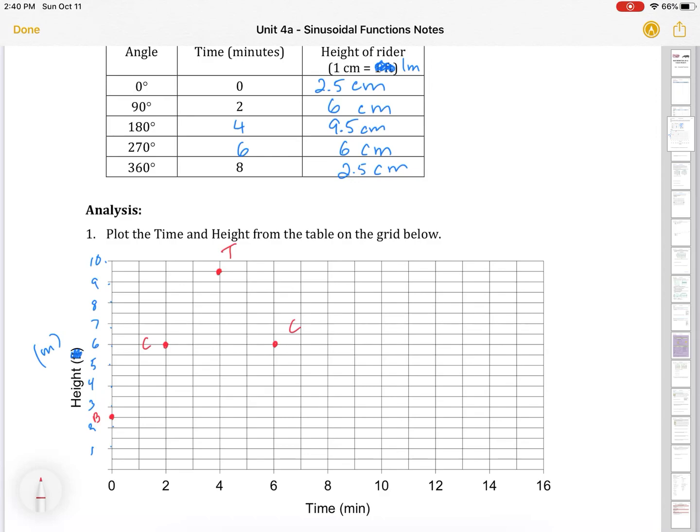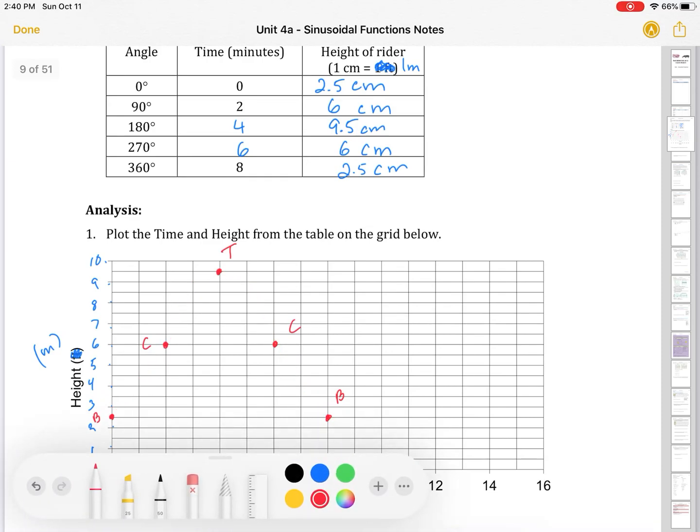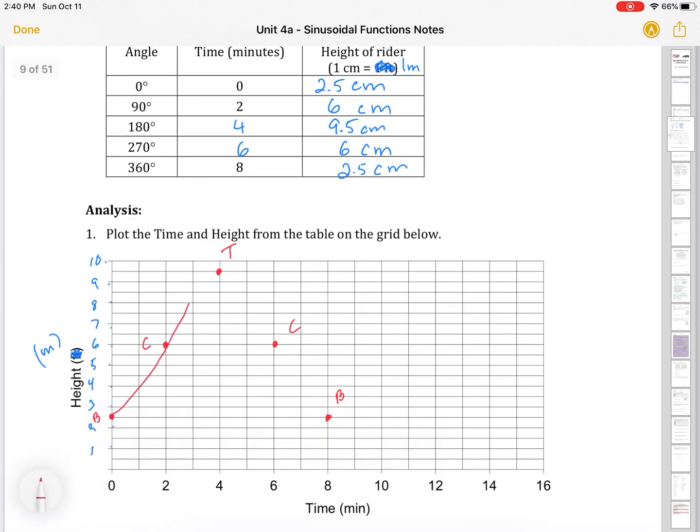So right there would be our bottom again. Then we can kind of connect these. Now it's going to be a curve, and I'm not the best curve drawer. I kind of want to do that over. You would never tell that I'm actually an artist.